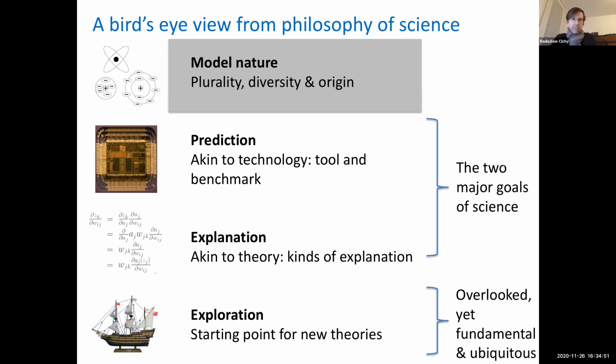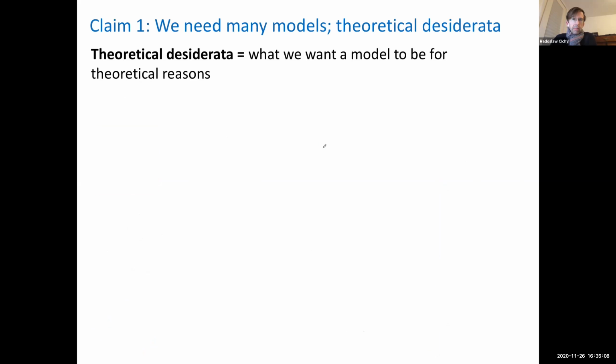Let's go into the first. Let's talk about model nature, what scientific models actually are. And I would like to do this by making claims. You can agree or disagree with those claims, but at least those claims will make one particular position clear that you can relate to. The first claim I would like to make is that we need many models, and I would like to argue for this from so-called theoretical desiderata. Desiderata is what you want a model to have for theoretical reasons.